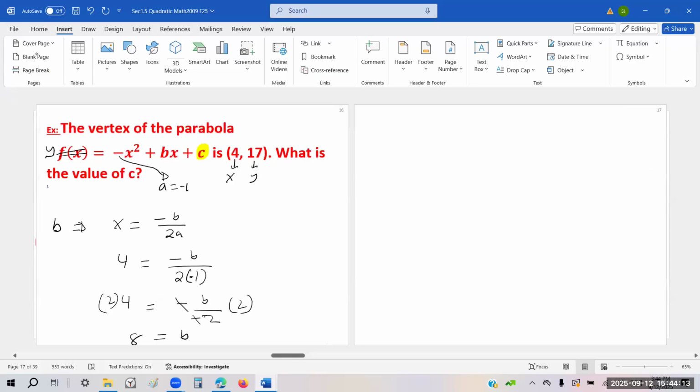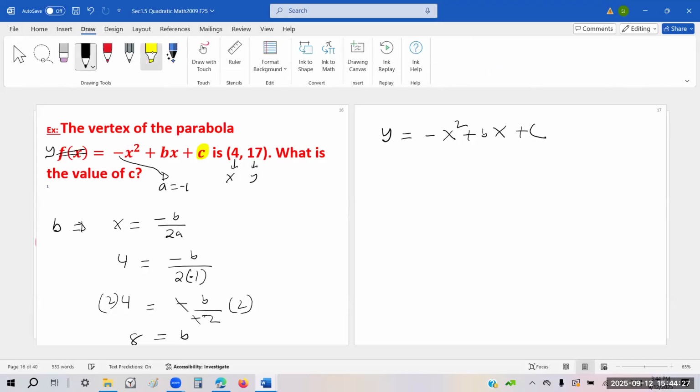So how do you find c? You have y equals negative x squared plus bx plus c. And here we already see that c is alone. We can make the c alone by subtracting bx and adding x squared. So this cancels out. I can easily solve for c. C is y minus bx plus x squared. So what is y?